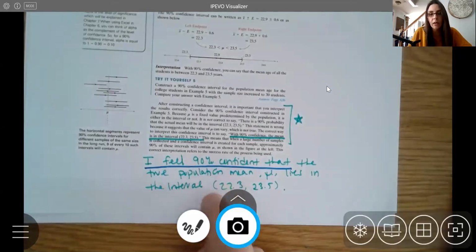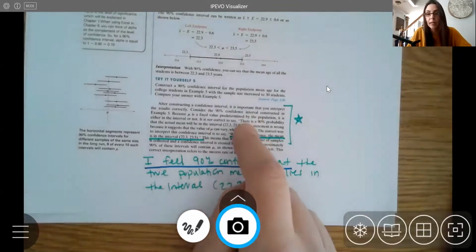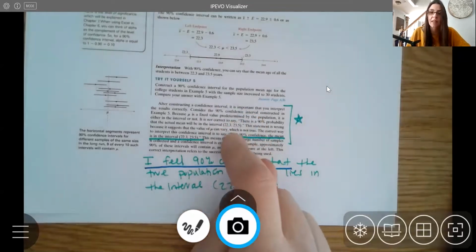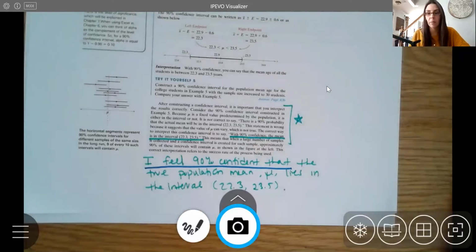So our interval here is not a statement about probability. It's not about the fact that there's a 90% chance that the mean is in that interval. That's not what it is. We're saying that we're 90% confident that the mean is in that interval. So there is a 10% piece of that we're lacking in confidence where it may not be. So you want to make sure you're wording things correctly.